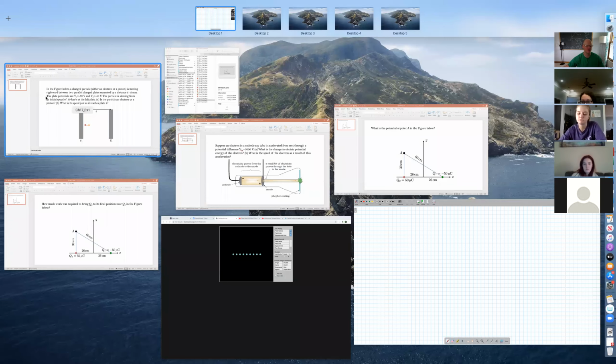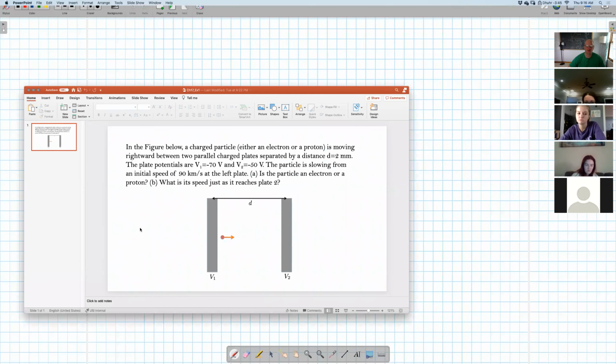Okay. So let's look at the first one. It says, in the figure below, we have a charged particle, which is either an electron or a proton, moving to the right between these two plates, which are separated by a distance of 2 millimeters. The plate potentials are: V1, the one on the left-hand side, is negative 70 volts, and V2, the one on the right, is negative 50 volts. It tells us that at this point, the particle is moving at 90 kilometers per second, but then it slows down as it gets to the second one.